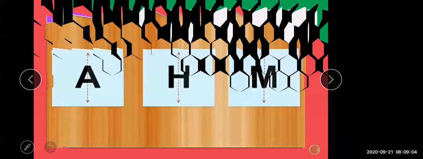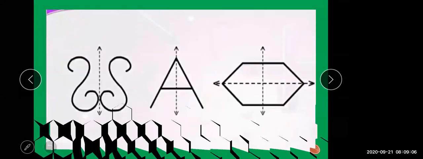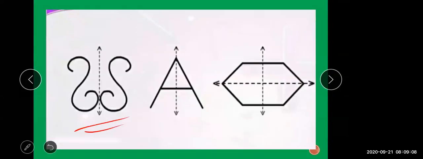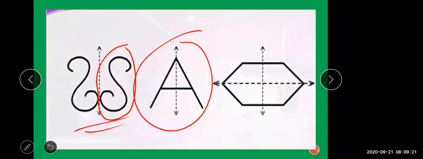Now the next example again. It is a freehand drawing. If we fold this part on this part, we will get the same diagram on one side. We have already seen a hexagon. Now this hexagon, what is here?